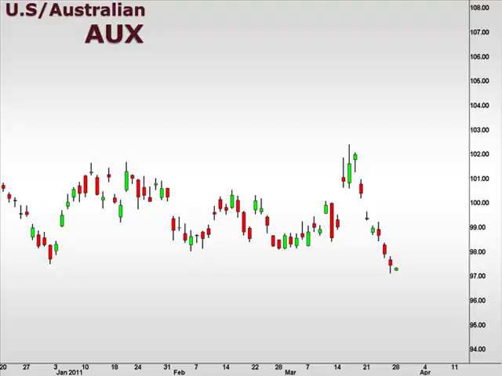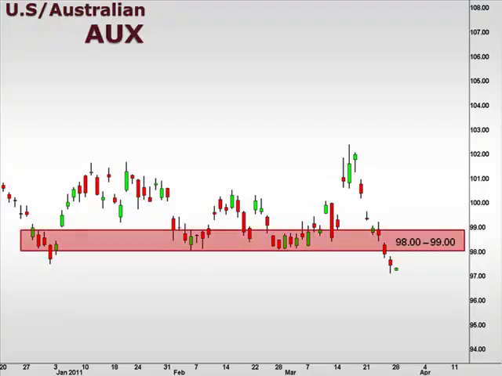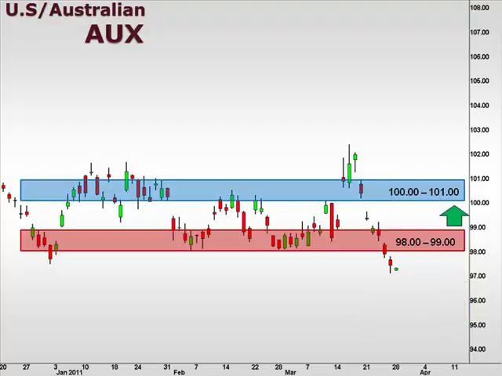Let's take a look at the U.S. dollar versus the Australian dollar as seen here in the AUX. The AUX broke below a major support level at 98, which does open the window for a move lower towards this 95, 96 box. A reversal back into the 98, 99 focal zone is likely to follow through with a move towards this 100, 101 resistance level.